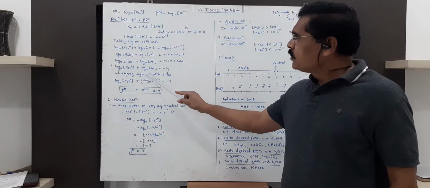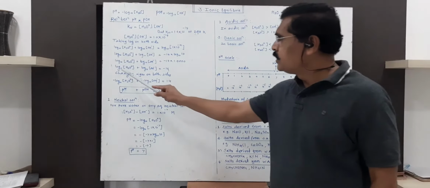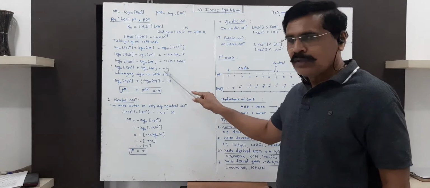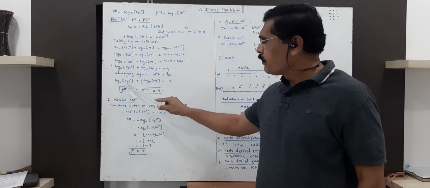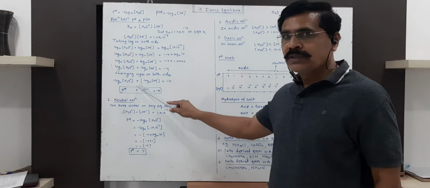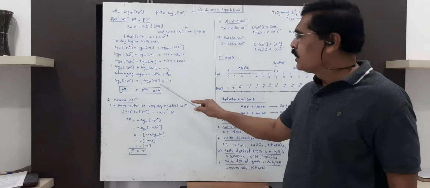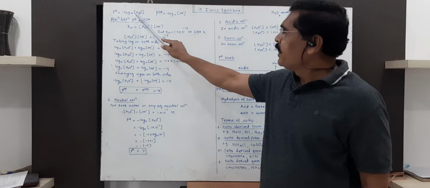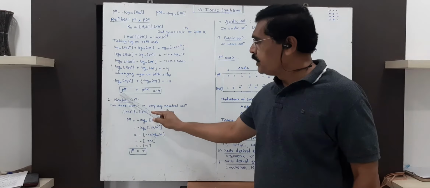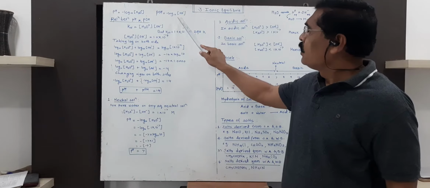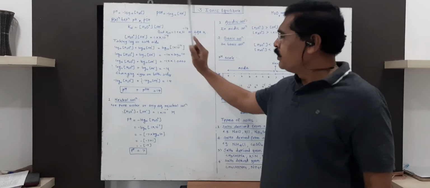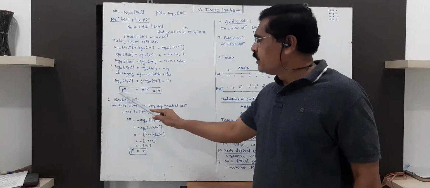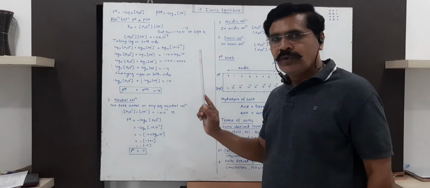Then changing the signs on both sides of the equation, this becomes negative, this also becomes negative, and this becomes positive. Written here: minus log of H3O plus minus log of OH minus equals 14. But we know minus log of H3O plus is nothing but pH, so written here pH, and minus log of OH minus ion is equal to pOH, written here pOH, equal to 14. So the equation becomes pH plus pOH is equal to 14.